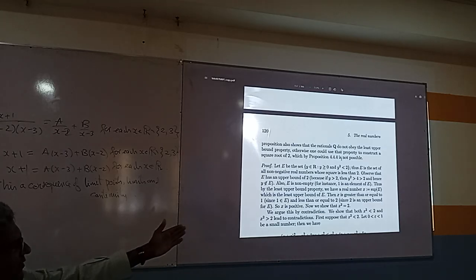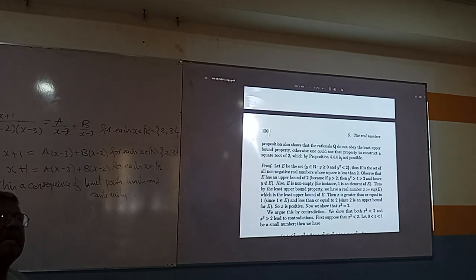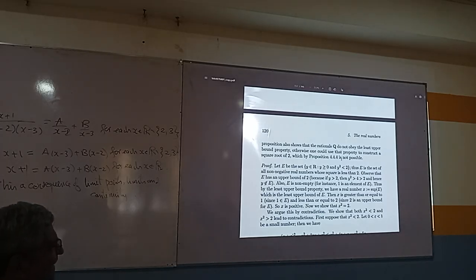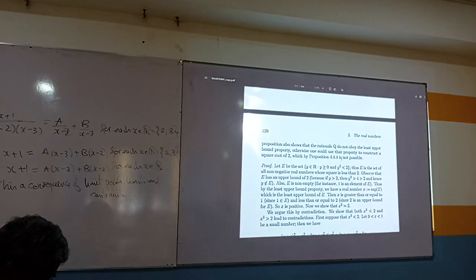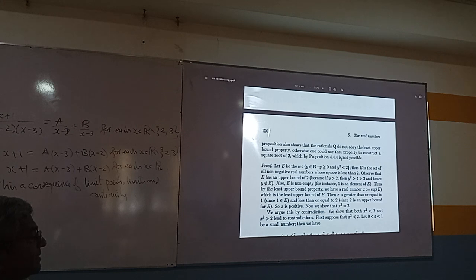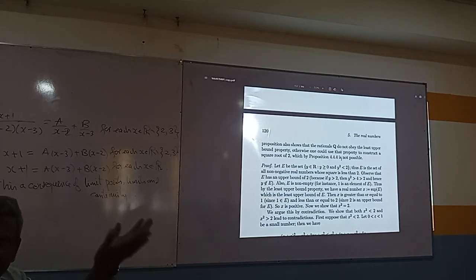In the same way, these real numbers must be there, but who knows what they are. Now we are going to prove that x squared is equal to 2. It's very important. We spent time to show that there is no rational number whose square is 2. We have proved that. Now we are saying there is something. It is there.